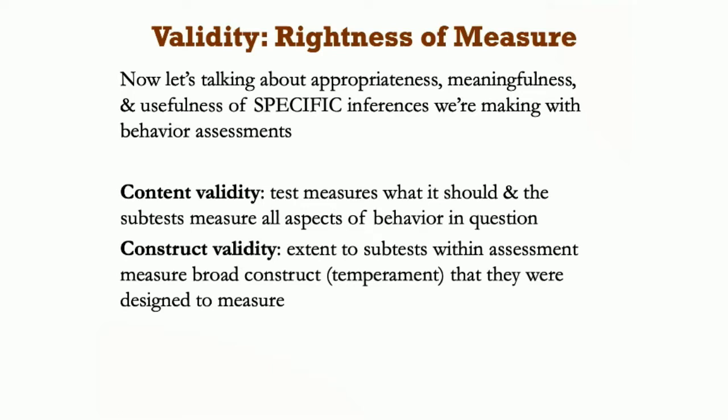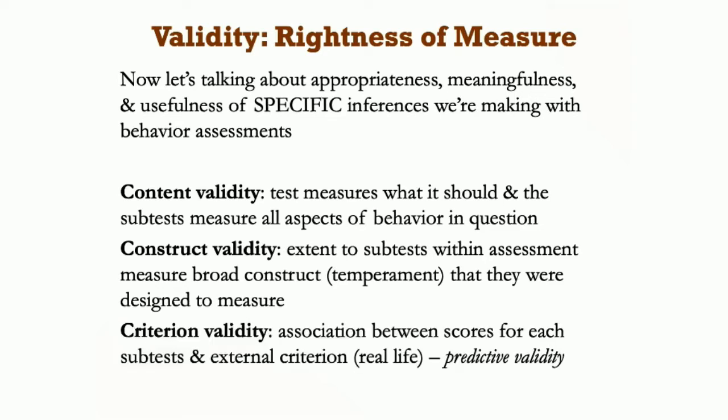We then have construct validity, which is the idea that the subtests within the assessment measure the broad construct, which we'll just call temperament, but you could use any label you want, that they were designed to measure. Whatever you think you're measuring, you should hope that what you did has measured it. And then we have criterion validity, which is something we're pretty interested in, also known as predictive validity, the association between scores on these subtests and that external criterion, which is real life.